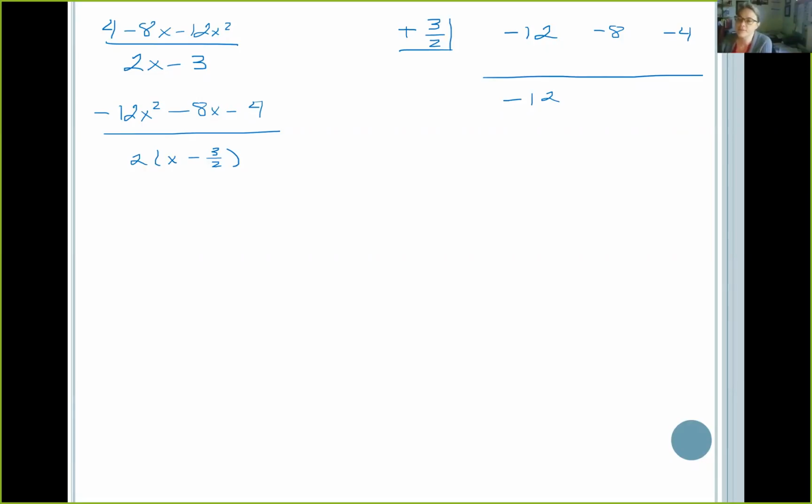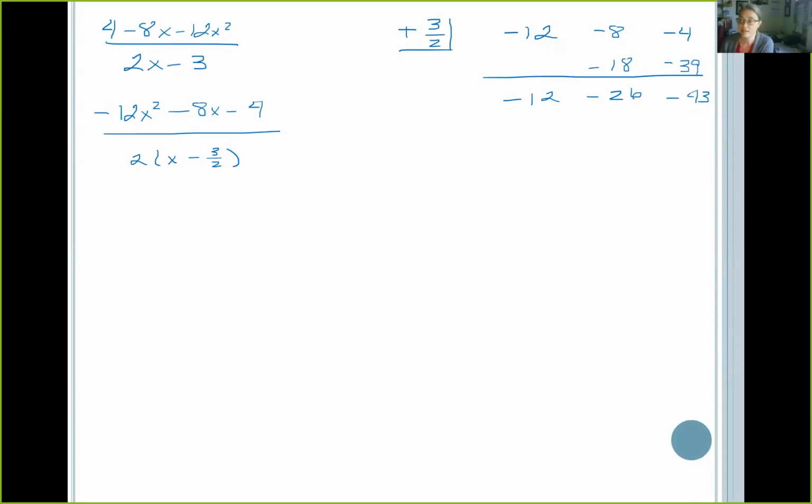Negative 12 times 3 is, sorry, negative 36. Divided by 2 gives me a negative 18. Add negative 8 to negative 18, and we get negative 26. Negative 26 times 3/2 is negative 39. Add those together, add negative 39 and negative 4, and we get negative 43.